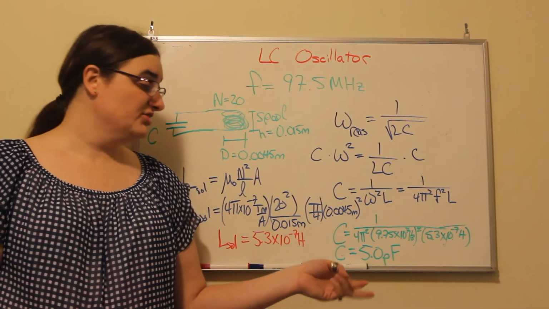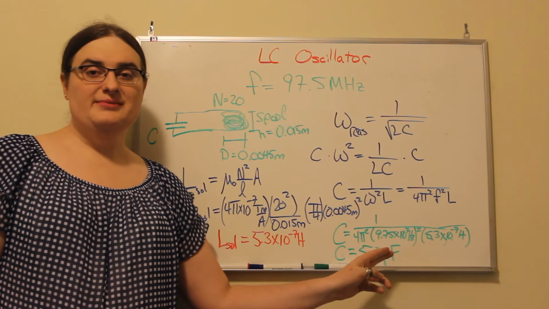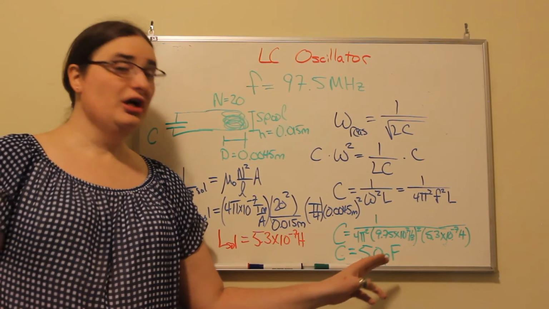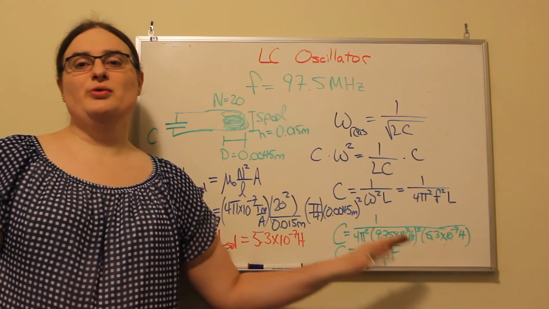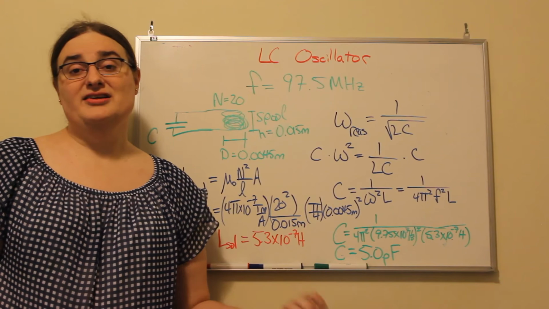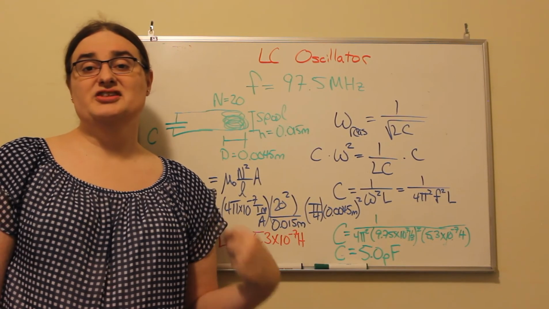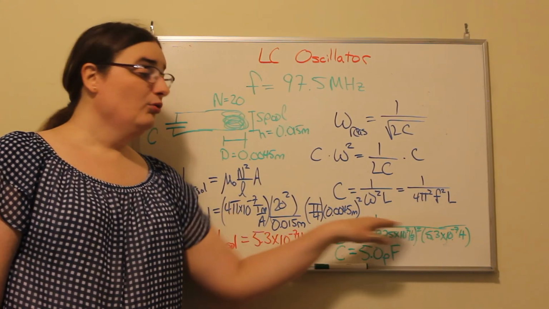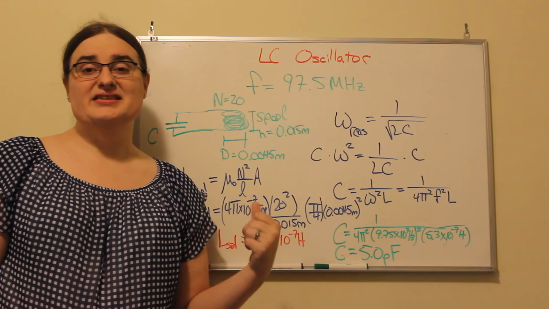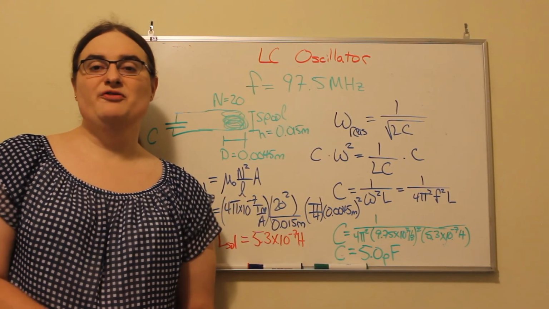Knowing that, I can plug that along with our frequency f into the formula for calculating our capacitance. So our capacitance would be 1 over 4 pi squared times the quantity 9.75 times 10 to the 7 hertz squared. Don't forget to square things in the denominator. And then we'd also divide by our inductance that we just calculated, 5.3 times 10 to the negative 7 henries. When we calculate this all out, we end up needing a capacitance of 5 times 10 to the minus 12 farads, which would be 5 picofarads.